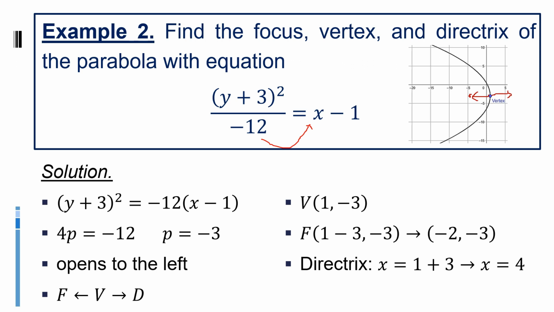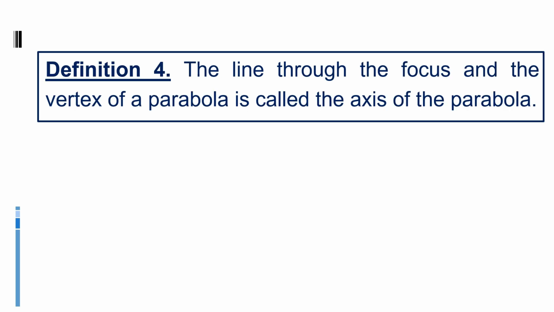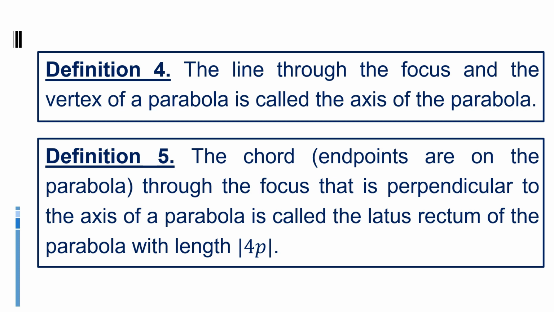Note that the directrix is x equals something. Kasi nga, yung directrix nito ay patayo, di ba? Patayo itong directrix niya. And we know that the equation of this is x equals something. Definition number 4. The line through the focus and the vertex of a parabola is called the axis of the parabola. And the chord through the focus that is perpendicular to the axis of a parabola is called the latus rectum with length absolute value of 4p.